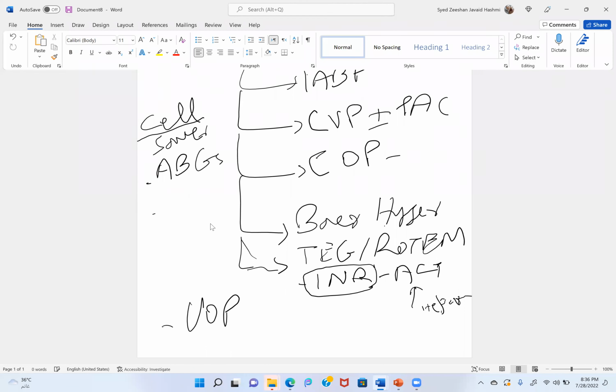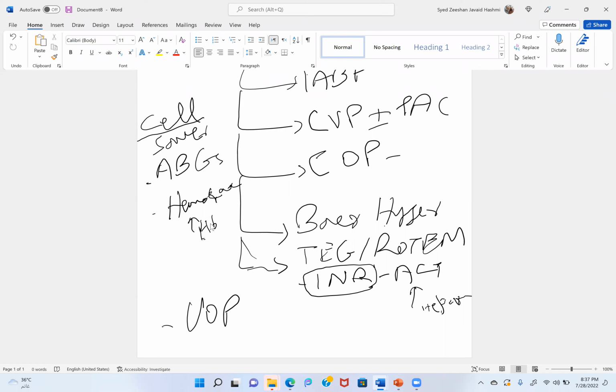So, there will be things related to the cell saver. Then, what else? ABG, sir. ABG is very good. What else? HemoQ, if available. HemoQ is a device which gives you a rough idea about the hemoglobin, non-invasively. What else?